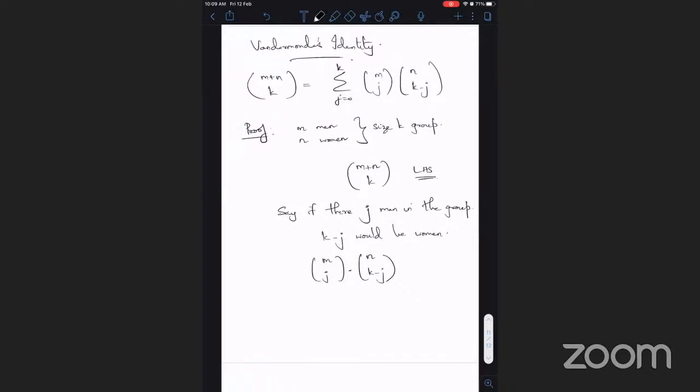Okay, but J we fixed as an arbitrary number, and J can range from 0 to K. So J can be 0, 1, 2, 3, up to K. Each of these would count one specific formation of the group. J equal to 0 would mean that there are 0 men in the group and all women. And J equal to K would mean all men and no women. So if you add all of these up, it would just be the right hand side.